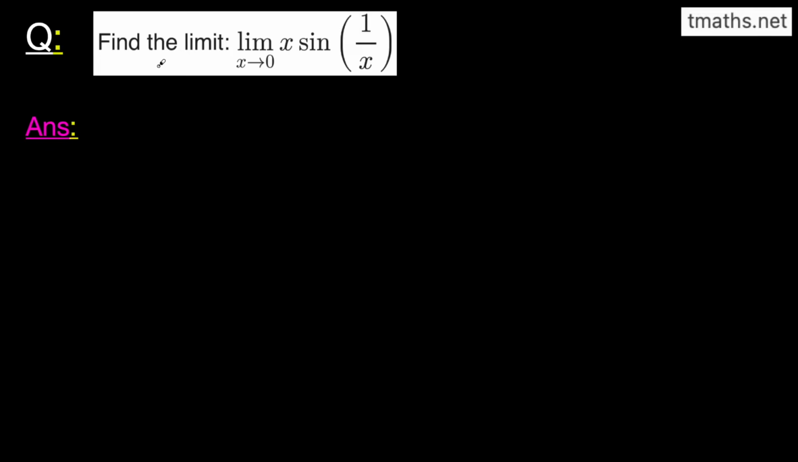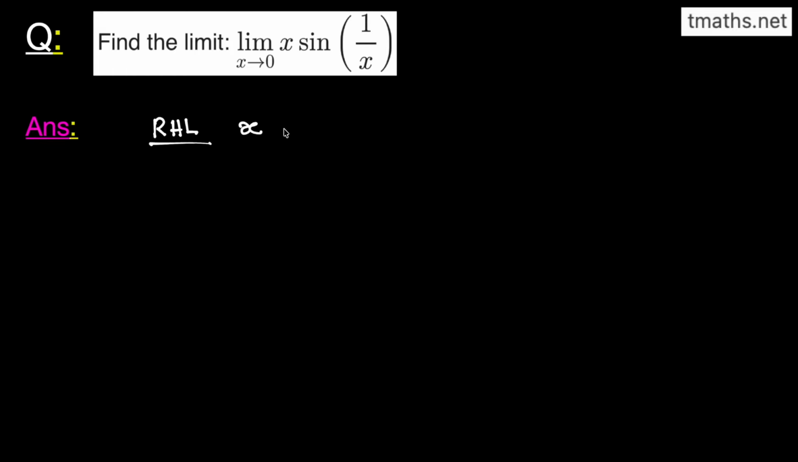In this video, we will compute the limit of x times sine of 1 by x when x tends to 0. So in order to compute this limit, we have to compute both the left hand limit and the right hand limit. Let's compute the right hand limit first.